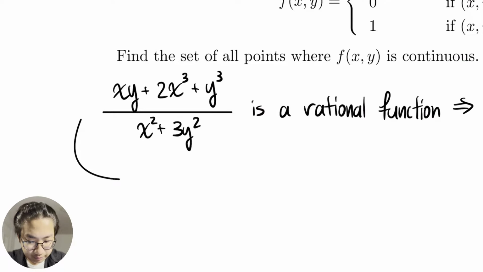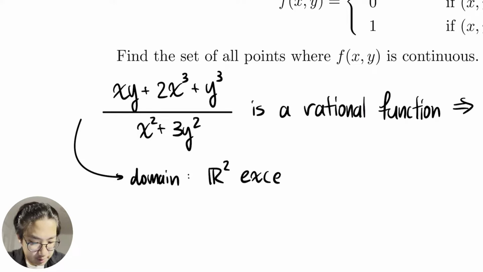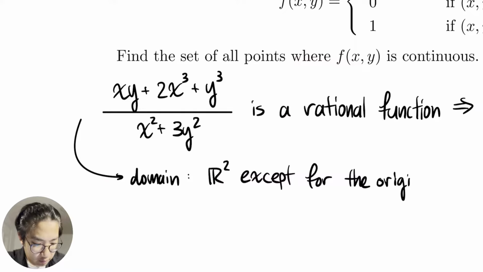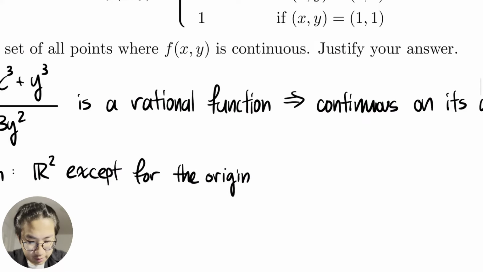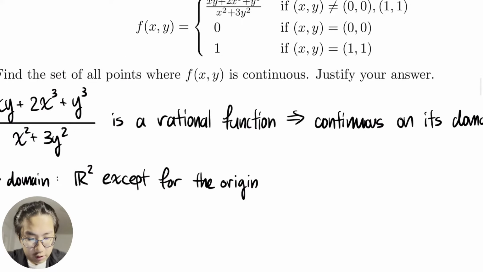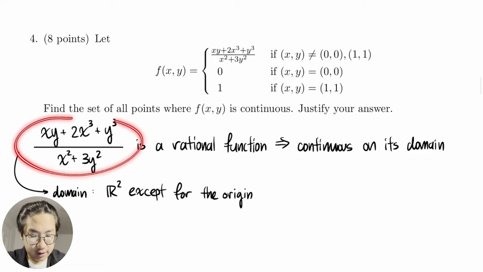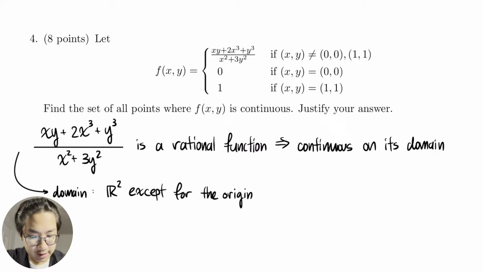So the domain of this is R2 except for the origin. So for now, we know that this rational function, the one we're dealing with here, is continuous on its domain, which is R2 except for the origin.